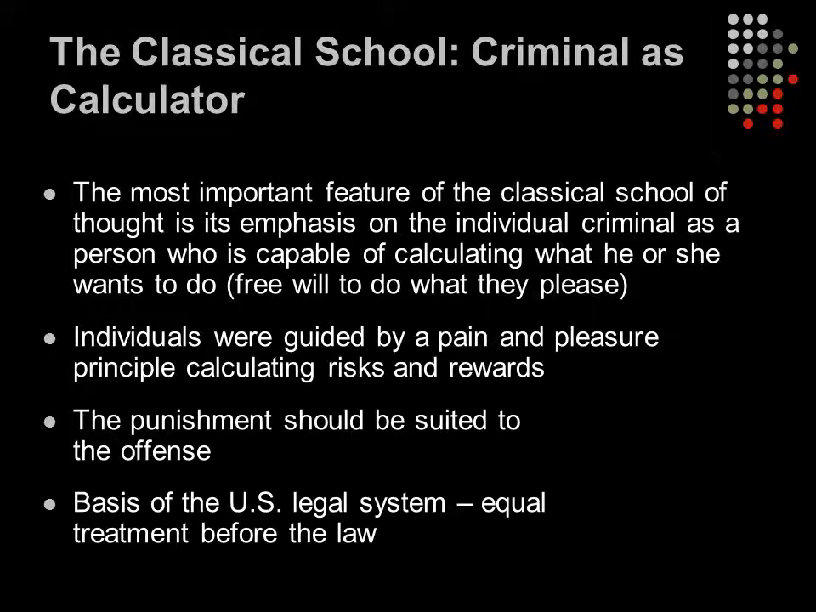The major school of thought that dominated the early 1800s and late 1700s to an extent was what we call the classical school. The dominant feature of the classical school was that it characterized people in general as being rational beings who made decisions on the basis of weighing costs and benefits. It was this idea that people were guided by pain and pleasure, that you would do everything possible to avoid pain, and you would do everything possible to increase your pleasure. And so people would engage in this risk-reward calculation, and they would engage in activities that would bring them pleasure and avoid activities that would bring them pain.